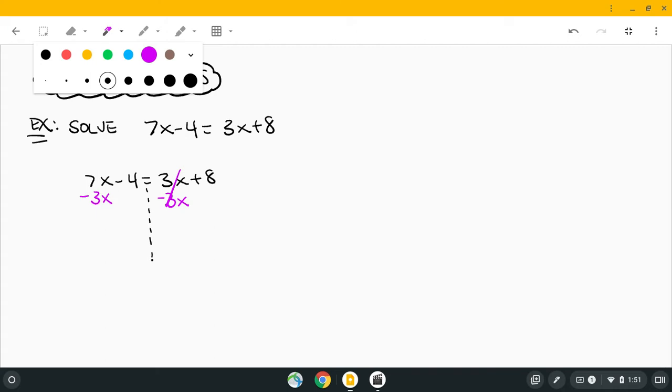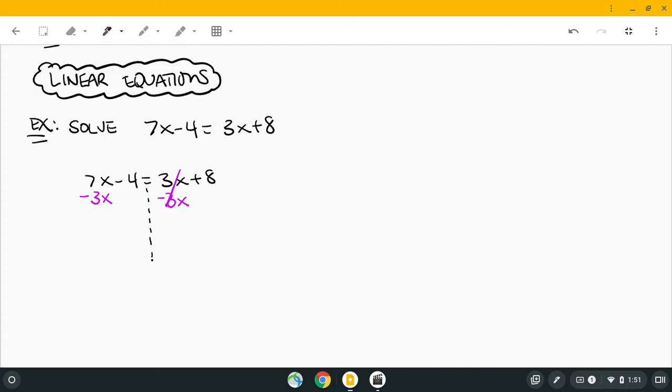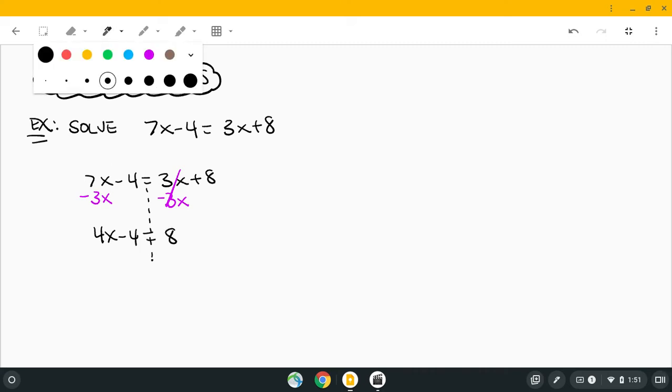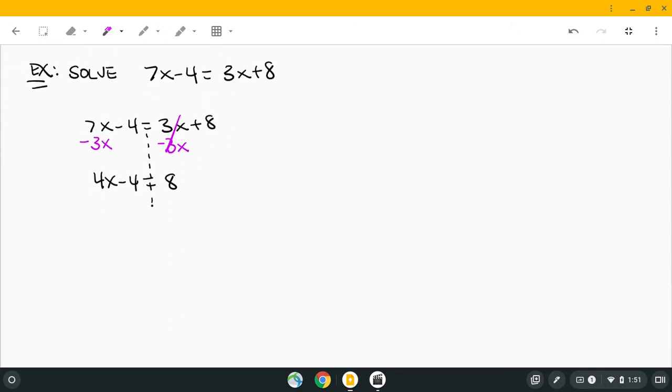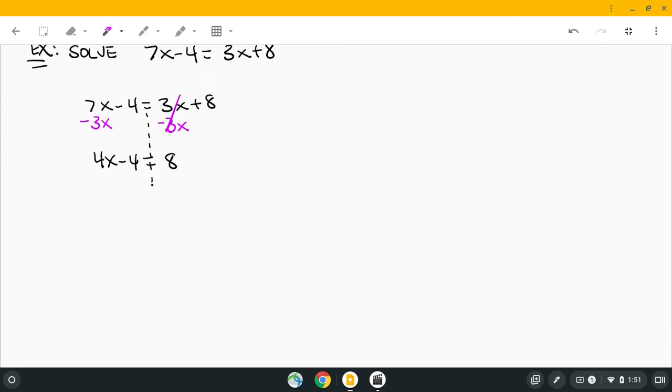Okay, and when I do that, I end up with 4x minus 4 equals 8. And then here, I'm going to go ahead and work on getting that term with the x by itself. So I'm going to go ahead and add 4 to both sides, and that will get the 4x by itself over here, and 12 on that side.